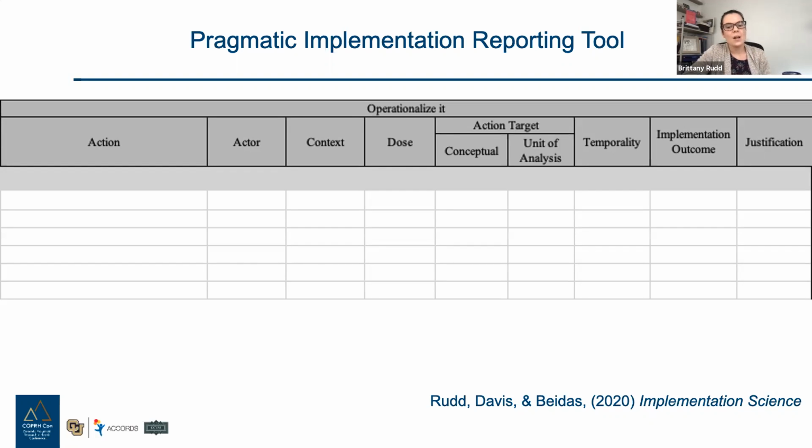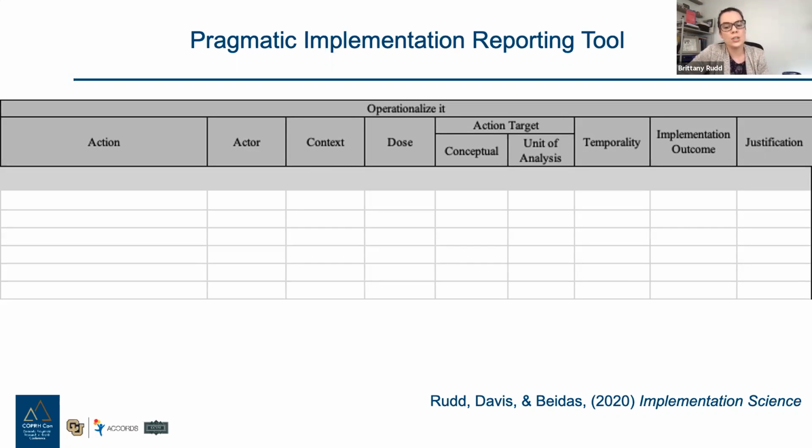Note that dose doesn't always make sense for every implementation strategy. So one ERIC strategy is distributing a manual. Dose doesn't make a whole lot of sense for handing out a manual. Like how much time did it take you to hand out the manual? So you think judiciously about when dose is most appropriate. Clearly, it's really important to know the dose of training and consultation in some of those evaluative implementation strategies.